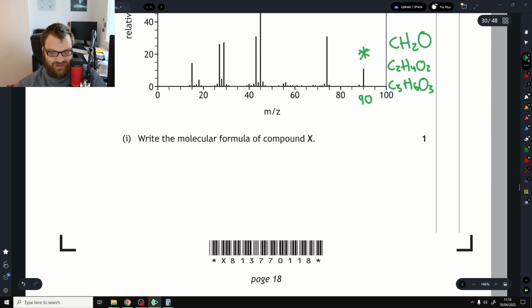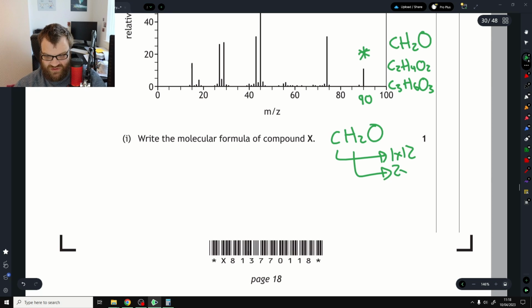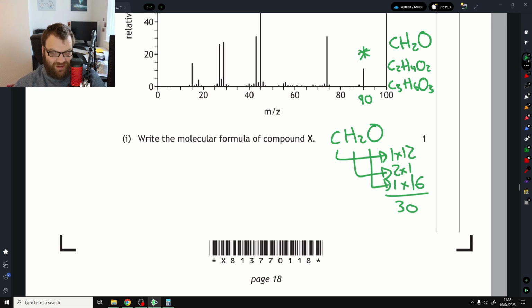If I go through each of my options, bear in mind it always has to be some multiple of CH2O. Carbon is 12. Hydrogen is 1, and we've got 2 of them. I've added up 2 times 1 and 1 times 16. That's going to give us 12, 13, 14, and that's going to give you 30 as our answer. That's not going to work. You would double it up to get to the next one. So if the first one has a value of 30, C2 would have 60. So this means it has to be C3H6O3 because that's the one that follows the pattern.